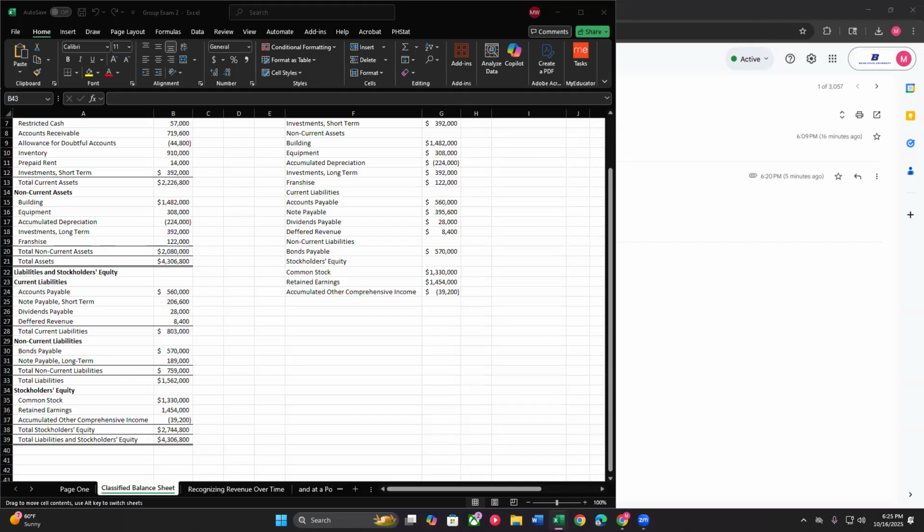I have everything matching for the liabilities and stockholders equity, so I think it looks good, and I think the formatting looks good too. I also have the same.